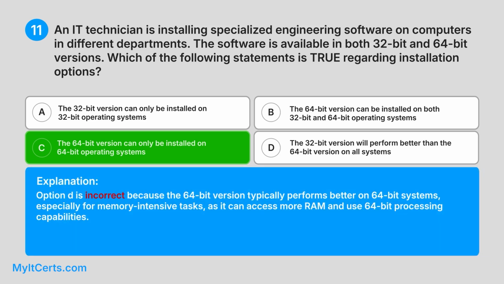Option D, the 32-bit version will perform better than the 64-bit version on all systems, is incorrect because the 64-bit version typically performs better on 64-bit systems, especially for memory-intensive tasks, as it can access more RAM and use 64-bit processing capabilities.